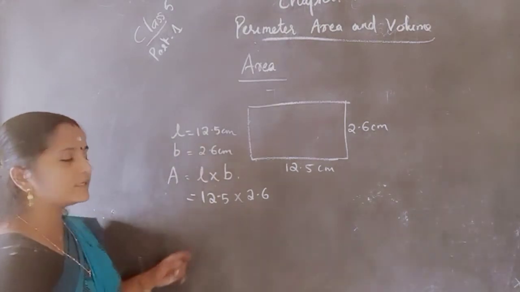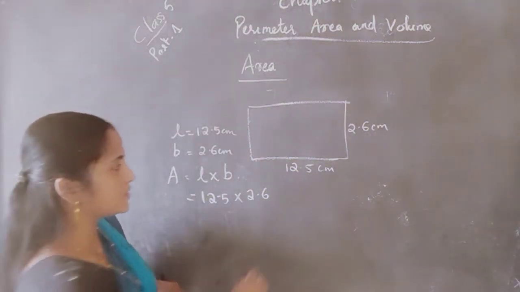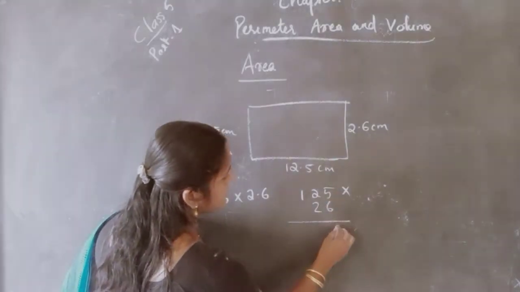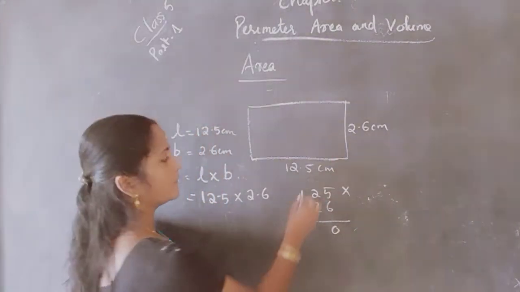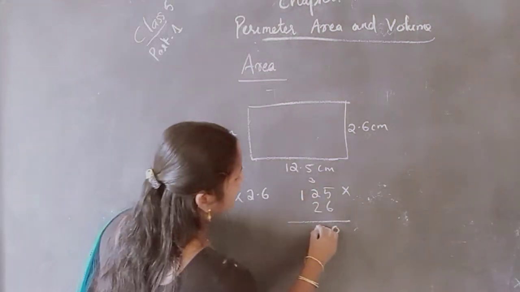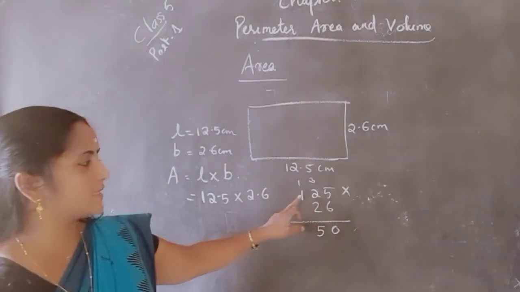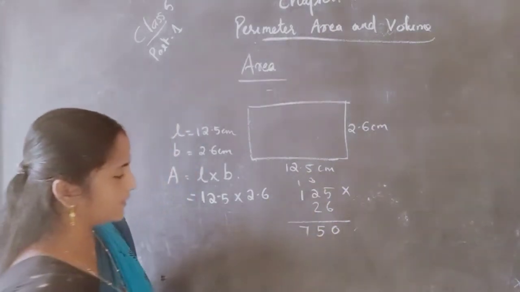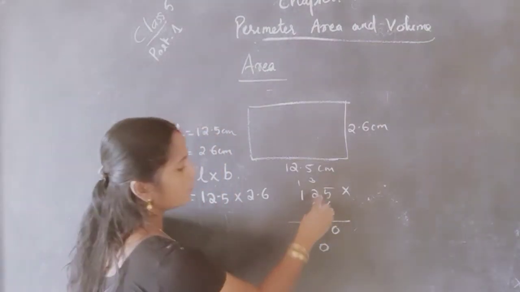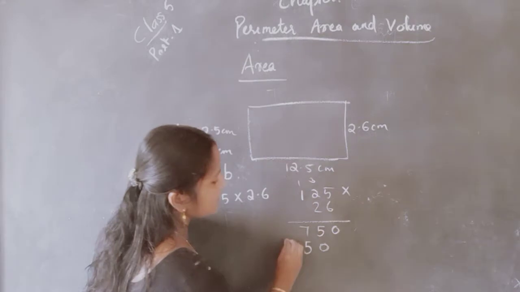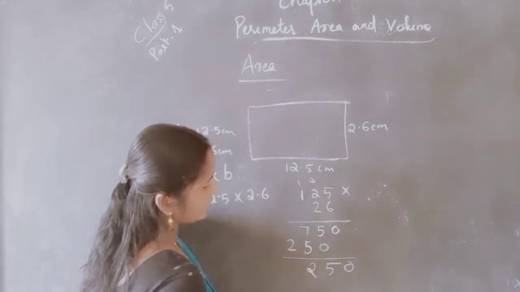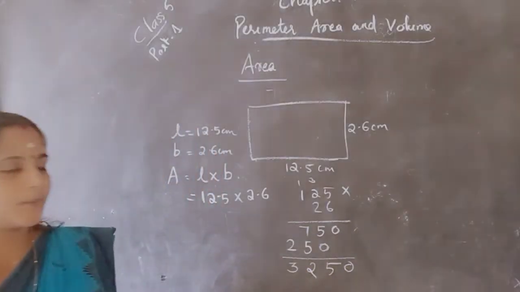So how do we multiply? Consider it as a normal number, that is 125 into 26. 5 6s are 30, carrying 3, 6 2s are 12, plus 3, 15, carrying 1, 6 1s are 6, plus 1, 7. Then 5 2s are 10, carrying 1, 2 2s are 4, plus 1, 5, 2 1s are 2. 0, 5, 7 plus 5, 12, carrying 1, 2 plus 1, 3.